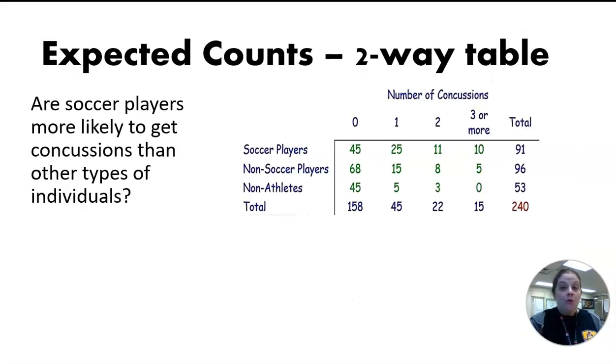Okay, so one of the things you have to be able to do is find expected counts, because one of the conditions for inference is that all expected counts have to be greater than 5 for a chi-squared test. But it's a little bit different because it's a two-way table.